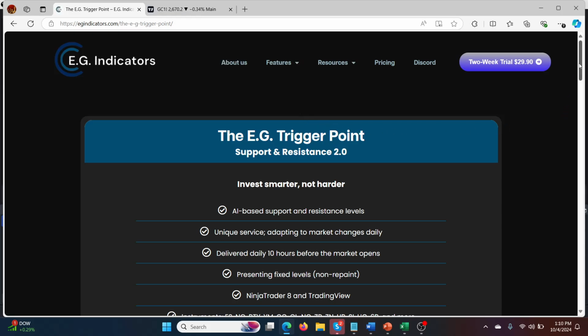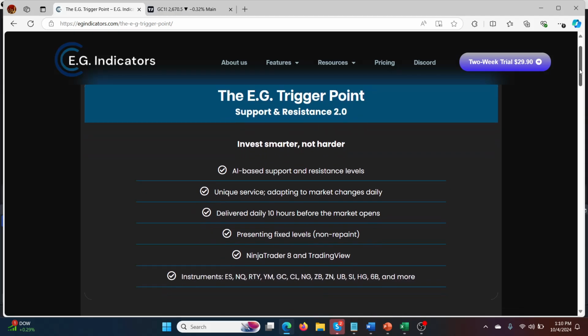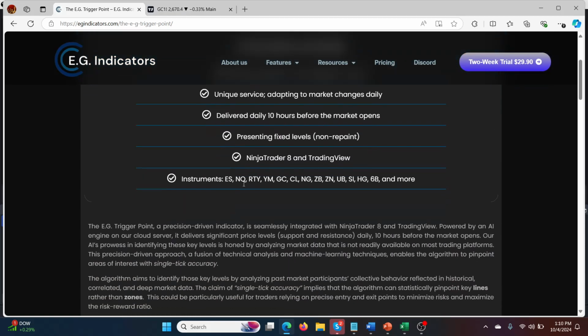Alright, so the trigger point, or EG Trigger Point, is basically, and this is what attracted me to it, very simple. It's support and resistance lines drawn on the chart for you. One big important note here is this is just for futures trading, so you can see some of the tickers down here: ES, NQ, oil, gold, ZB, ZN, UB, SI, HG, 6B. So this is really for futures traders. I'm interested in this because I trade futures with Lance from thetatraders.com, and it's definitely pretty interesting to have on your chart.